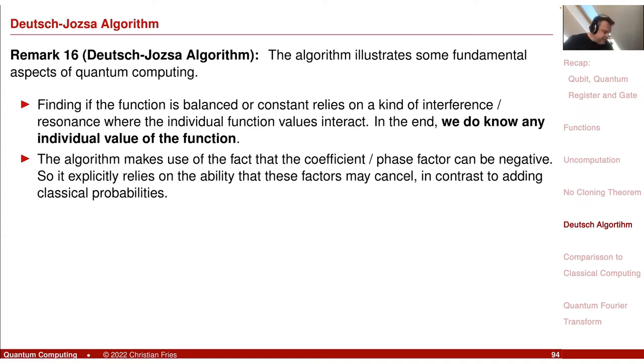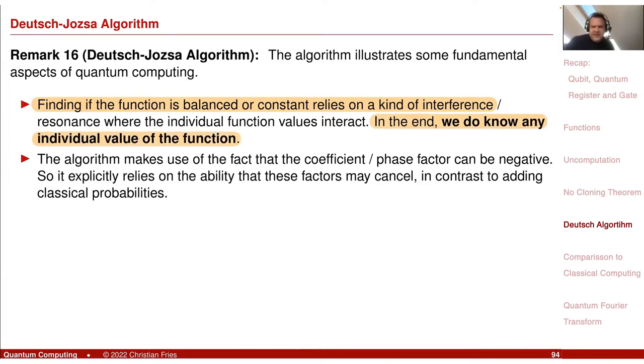So the thing is that finding if the function is constant or balanced relies on a kind of interference. And in the end, we do not look at any individual value of the function. I have not looked at the function. I have used the operator UF, but I have used it to create some kind of interference. So in the end, we do not know an individual value. And that's maybe also some kind of principle here.